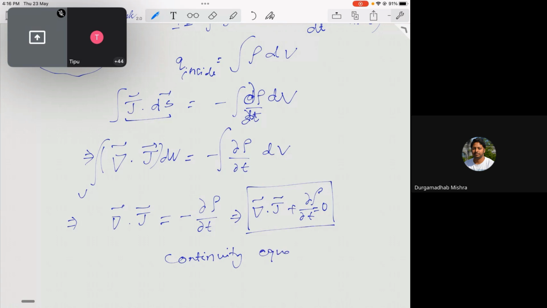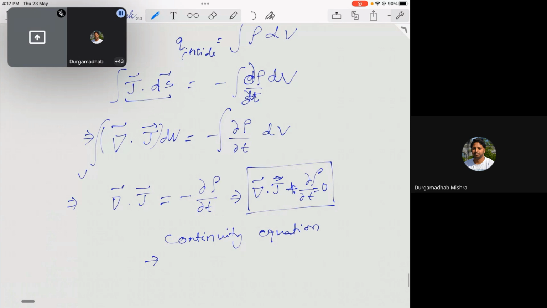Continuity equation. What it means is that the current density through a given surface, this is basically the charge conservation that we are talking about. If there is a current flow, that means charge is flowing, so it will depend on the rate of change of the charge density enclosed by that surface. So this is the continuity equation, which is nothing but your charge conservation.